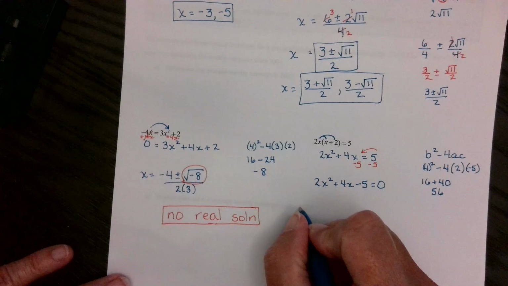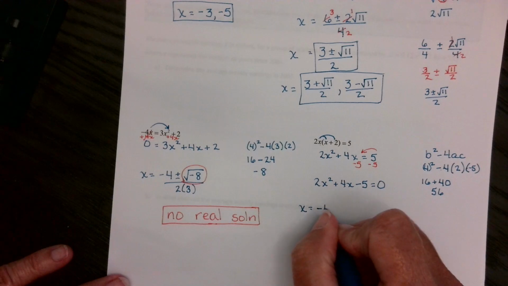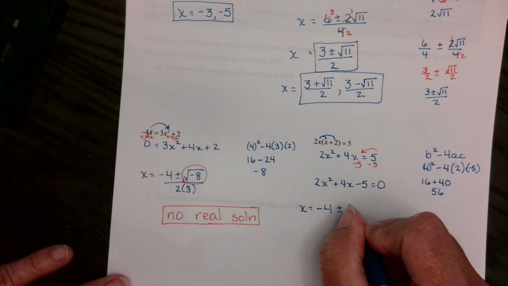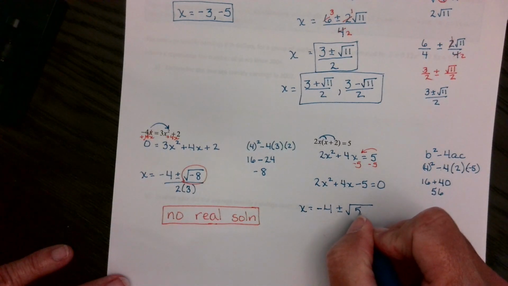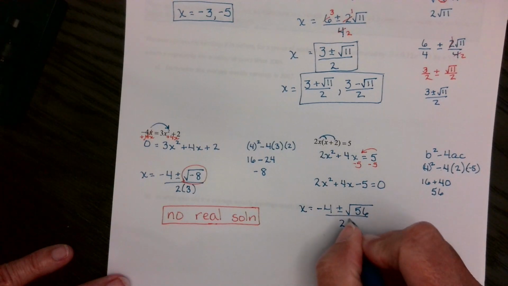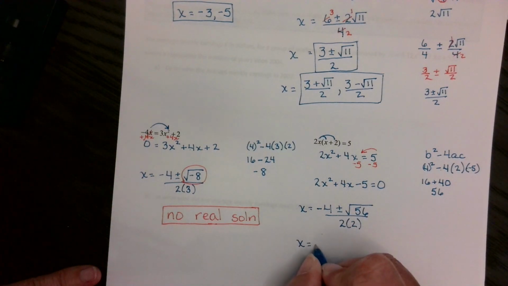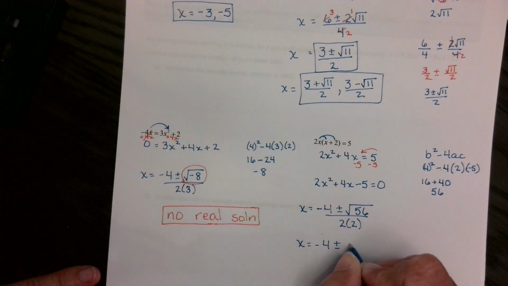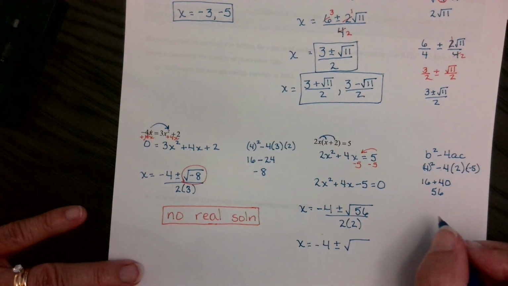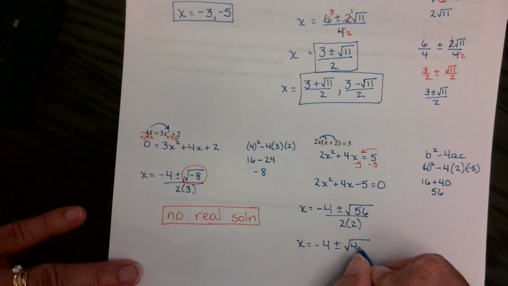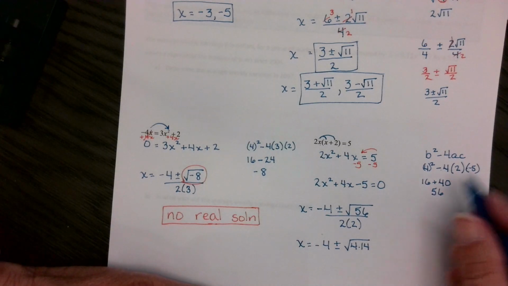So x equals negative b, because that tells me it's not going to factor, so it's negative 4 plus or minus the square root of b squared minus 4ac, but we've already done that and got 56, all over 2 times my a, which is 2. Well, I can simplify the square root of 56. It is, I forgot what it was, 4 times 14. Okay, and I just knew 4 went into 56.